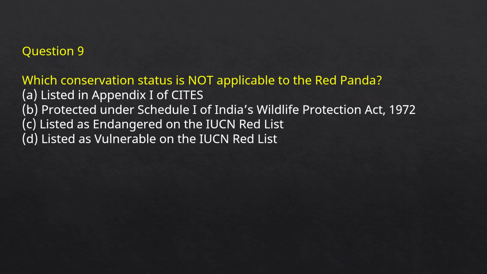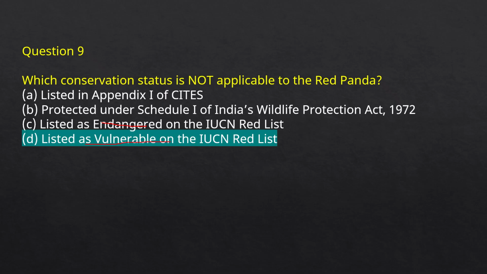Question number 9. Which conservation status is not applicable to the red panda? A. Listed in Appendix 1 of CITES. B. Protected under Schedule 1 of India's Wildlife Protection Act 1972. C. Listed as endangered on IUCN Red List. D. Listed as vulnerable on IUCN Red List. The correct answer for this question is D, because it is listed in the endangered category, not in the vulnerable category. So statement D is incorrect.